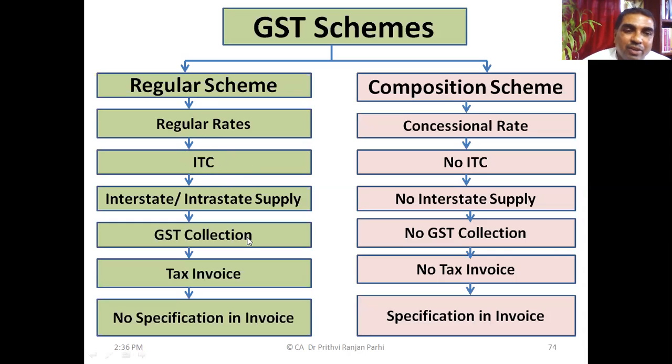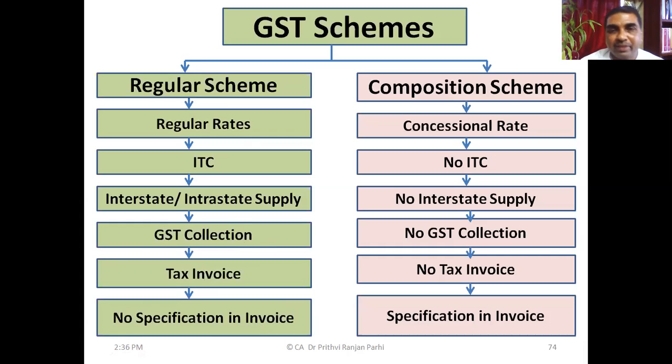If you are coming under the regular scheme as a supplier, then both kinds of supplies, interstate supplies as well as intrastate supplies, are possible. And regular scheme suppliers can collect GST from their buyers. They can issue a tax invoice and collect GST. They don't have to specify anything, that is, they need not mention that they are in the regular scheme or that they are a regular supplier.